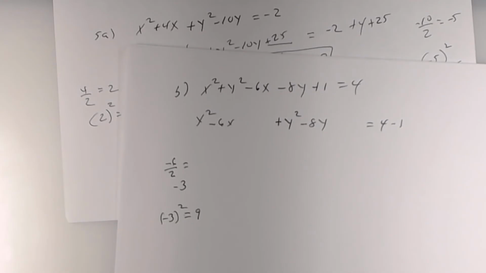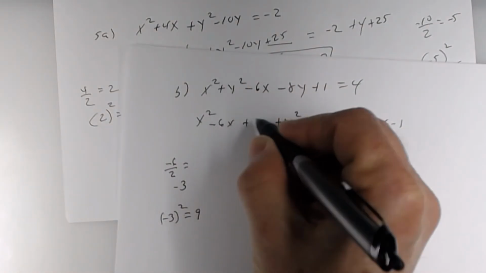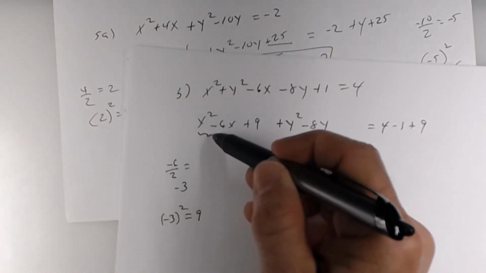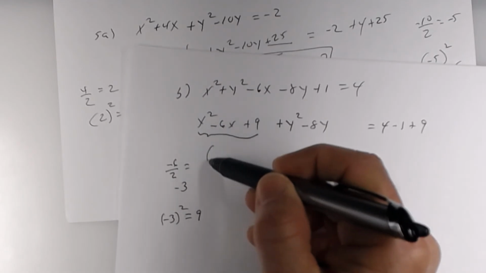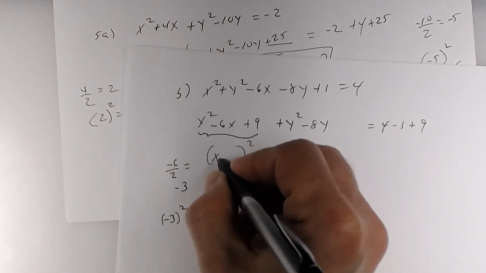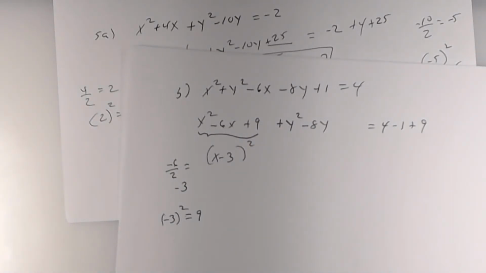Add it to both sides. So you say plus 9, plus 9. If I'm doing this correctly, this trinomial should now be a binomial squared. And it is. What is it? X minus 3 squared. Not difficult. Just remembering how to complete the square on the quadratic equation. That's all you're doing.